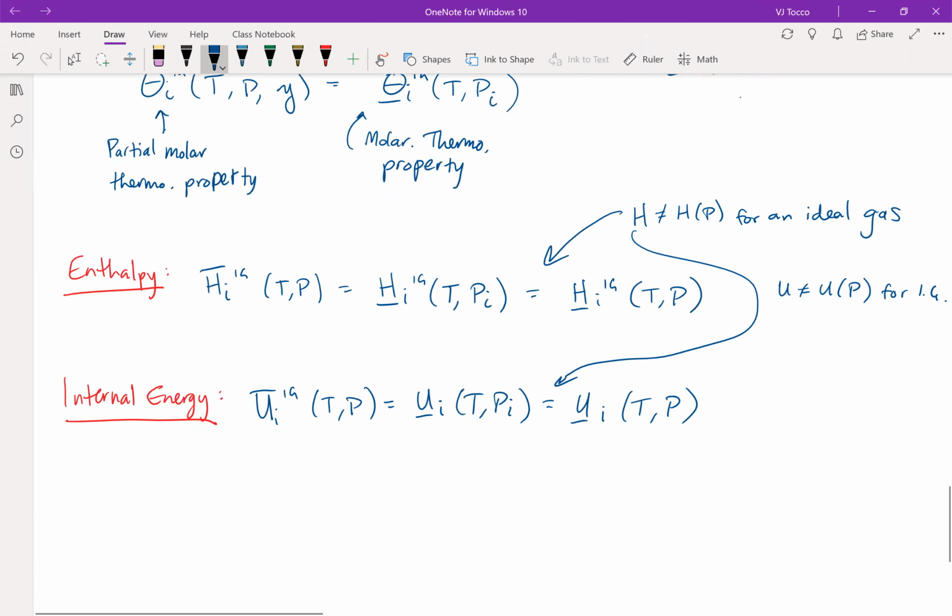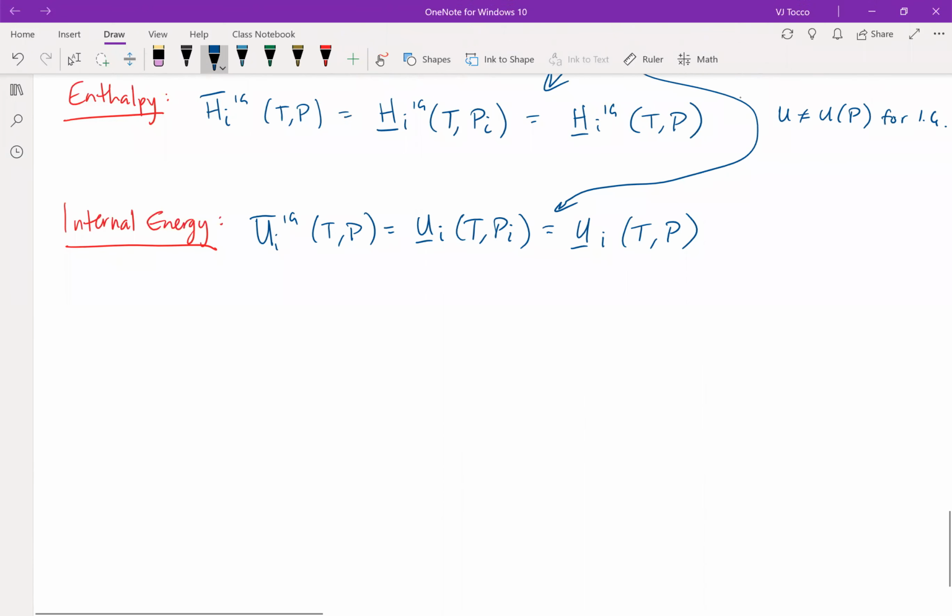Okay, what about entropy and molar Gibbs energy? So for entropy and molar Gibbs energy, remember entropy is a little bit strange. Even though there's no interaction between the molecules, if you mix them, that is a spontaneous process and they can never undo themselves. So we do have to have a change in entropy.